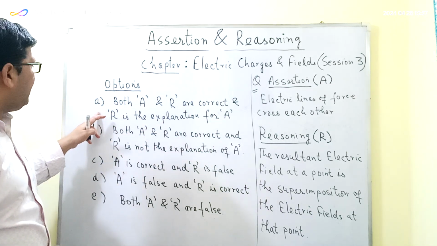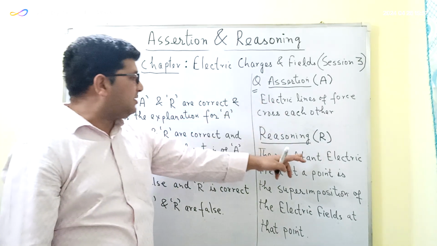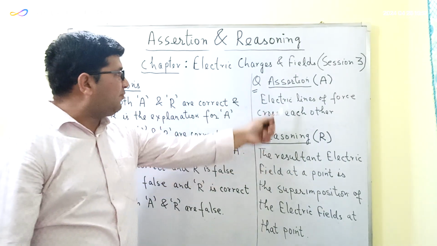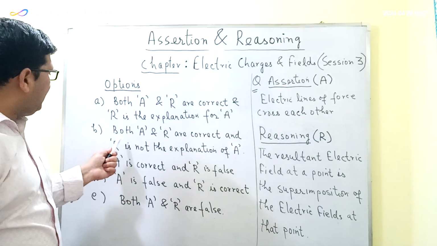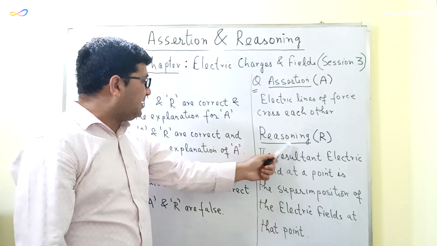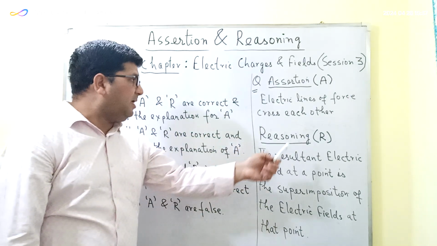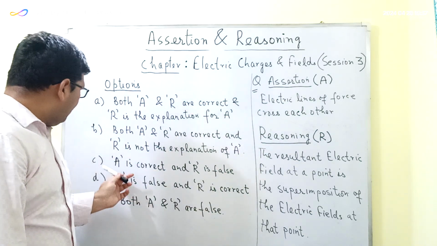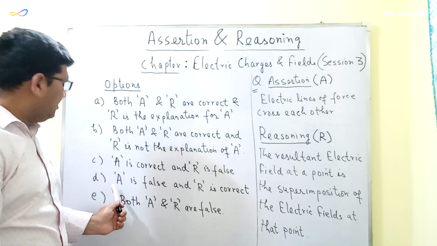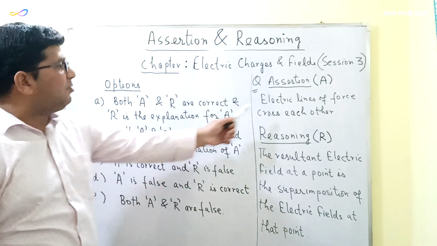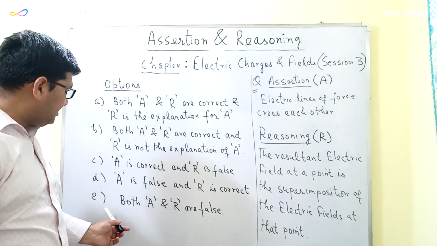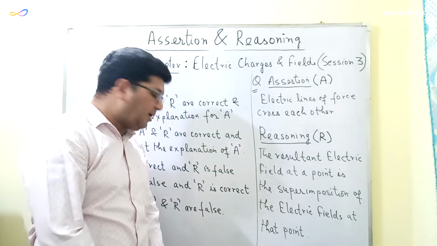Option A is when both the assertion and the reasoning are correct, and the reasoning is the correct explanation for the assertion. Option B is when both the assertion and the reasoning are correct, but the reasoning is not the correct explanation for the assertion. C is when the assertion is correct and the reasoning is false. D is when the assertion is false and the reasoning is correct. And the last option is E, when both the assertion and the reasoning are false.